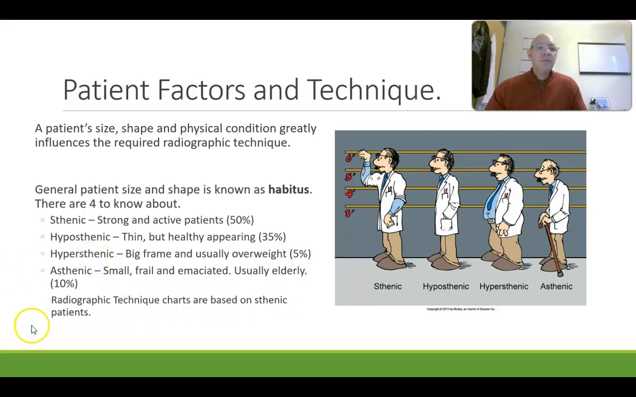And these are the types of people where you probably have to go up in technique. So whether you go to the big man setting on the AEC or increase your density, whichever you prefer, or of course just going up in your technique at all. So that is hypersthenic.